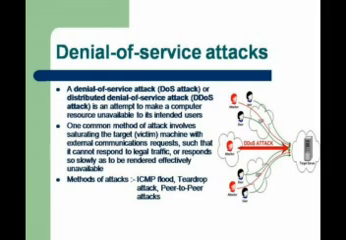Let's take the denial of service attack. A denial of service attack or distributed denial of service attack attempts to make computer resources unavailable to its other users. The bot will attack the computer with an external communication request.